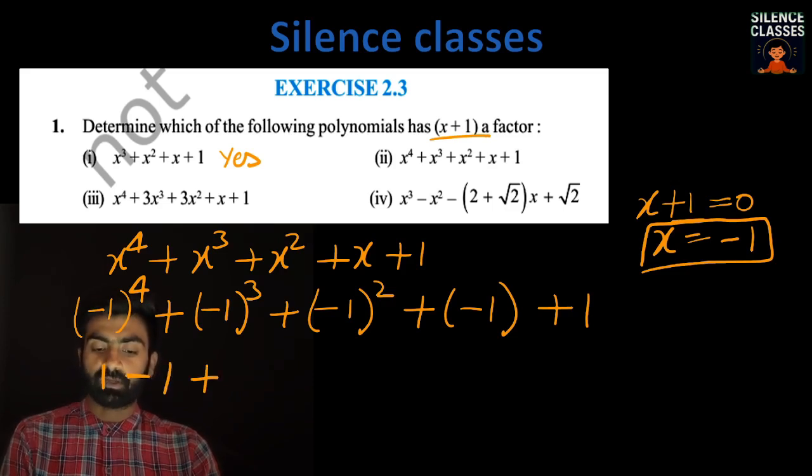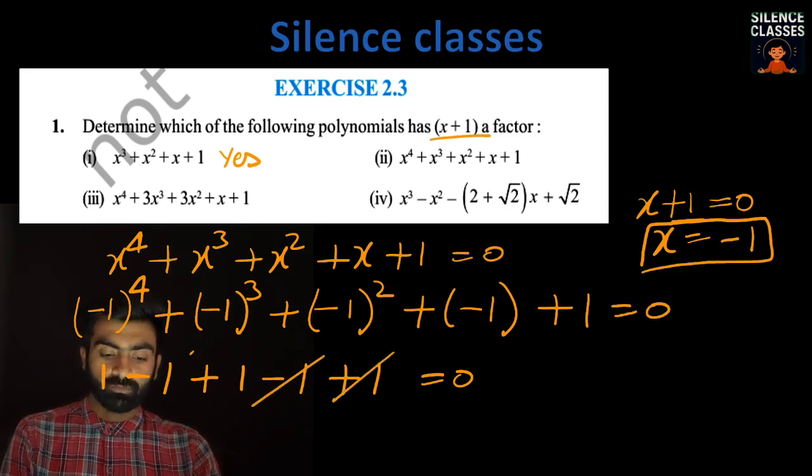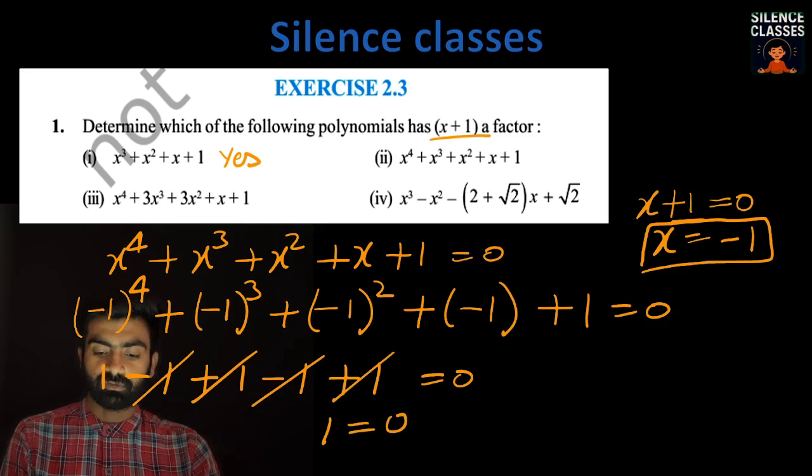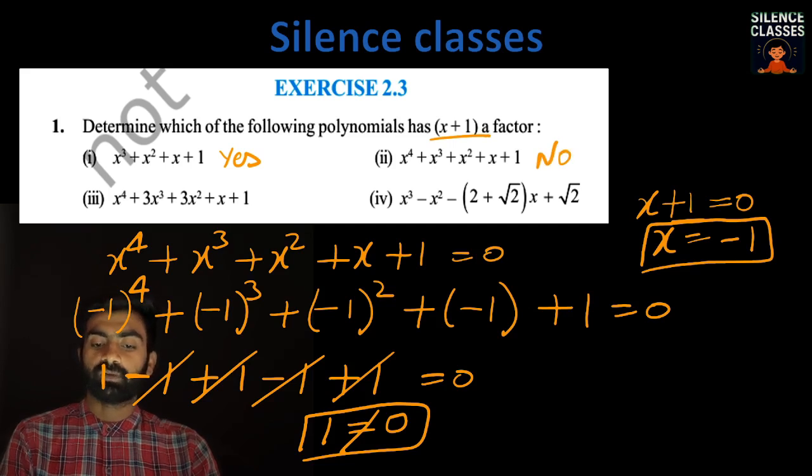Again we write plus, because the power is even, so minus 1 multiplied by minus 1 becomes plus 1. Then minus 1 plus 1 is equal to 0. So we can cancel this out and we get 1 is equal to 0. So it is not equal to 0, and we can say no, x plus 1 is not a factor of the given polynomial.